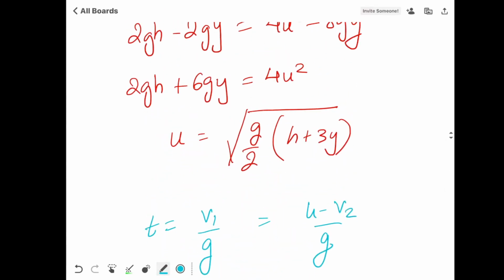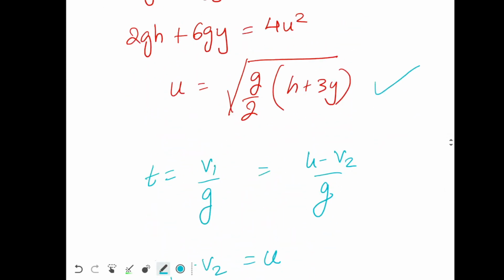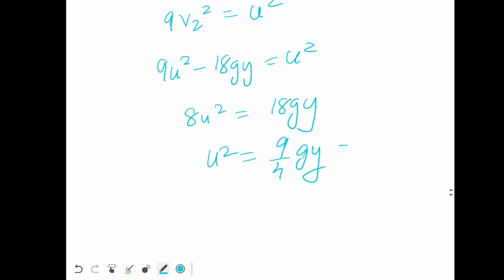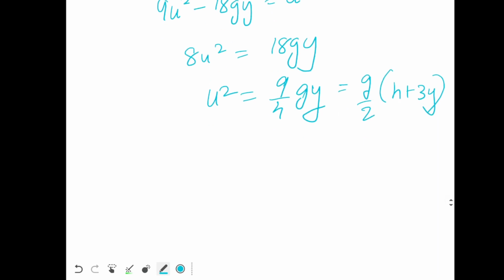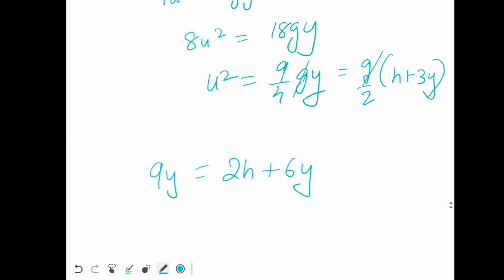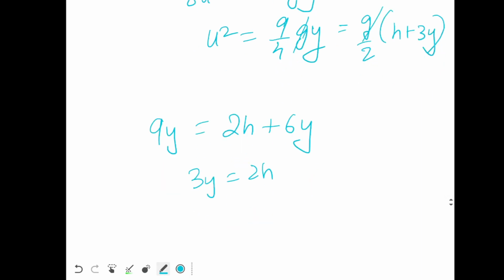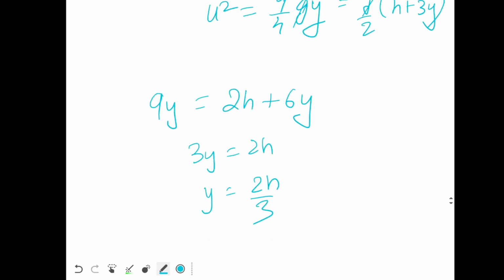But from the earlier formula, u square is g by 2 into (h plus 3y). So now we have a relation between h and y. So g will cancel out. So 9y equal to 2h plus 6y, or 3y equal to 2h, or y equal to 2h by 3. So the fraction will be 2/3 of the total height.